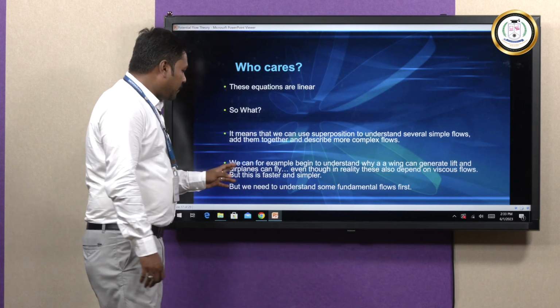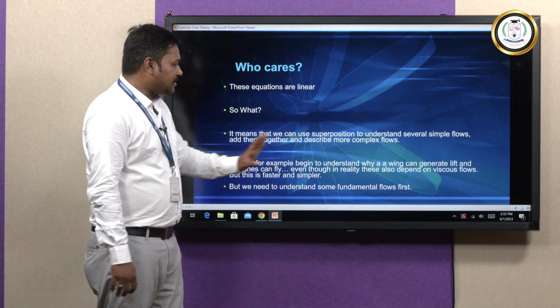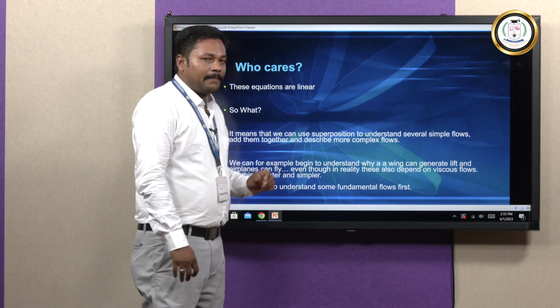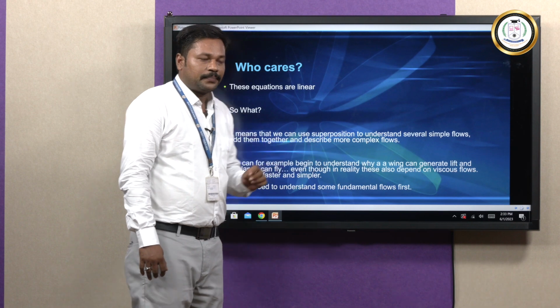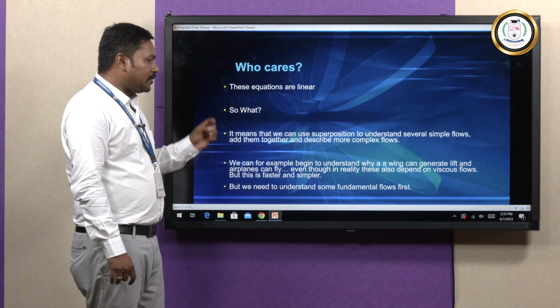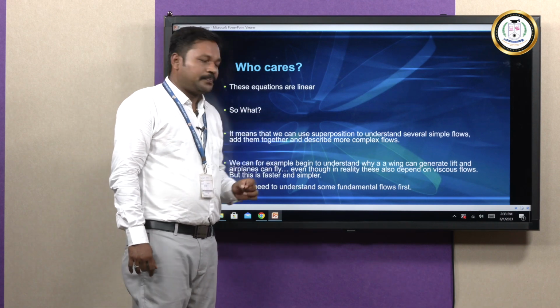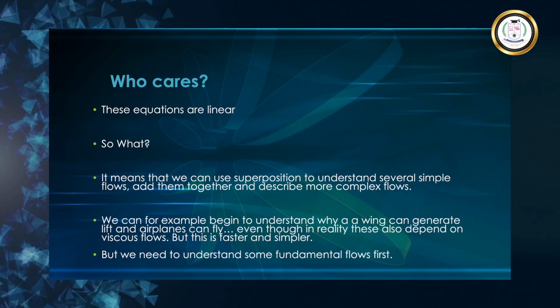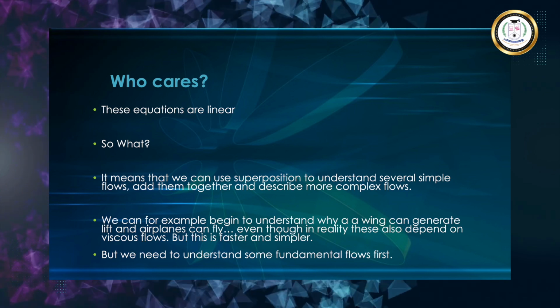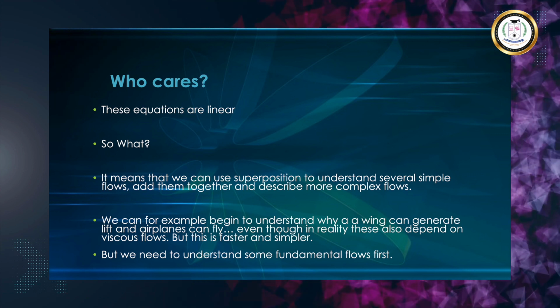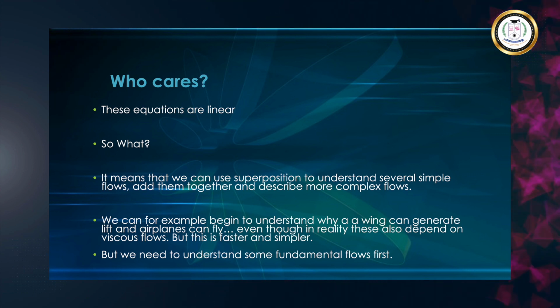Understand? For example, when you are worrying about the wing, how does the wing generate lift? The wing has an airfoil shape. So how has this airfoil shape been invented? Based on this, the simplification of these elementary flow models helps us make a clear-cut understanding in designing the wing. We need to understand some fundamental flows first.